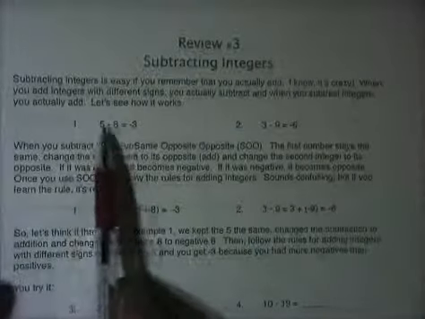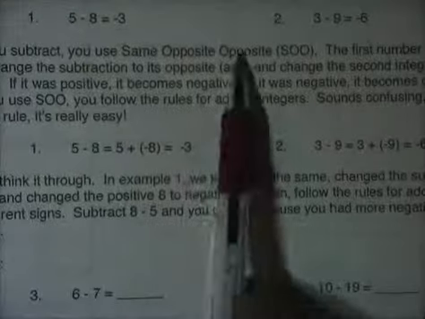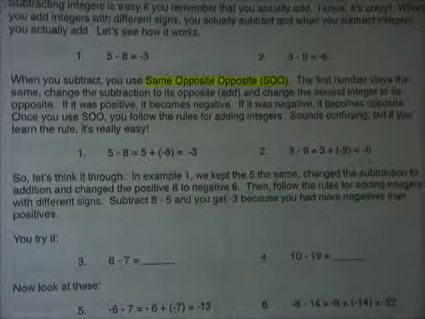So number 1 says 5 minus 8 equals negative 3. Well, how do I get that? Well, remember that we do something called same opposite opposite. You may have learned this last year in 7th grade math. And we use SOO sometimes to abbreviate same opposite opposite.